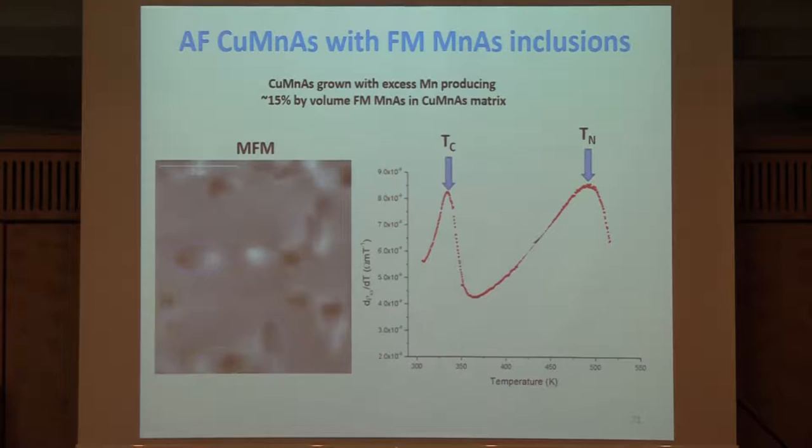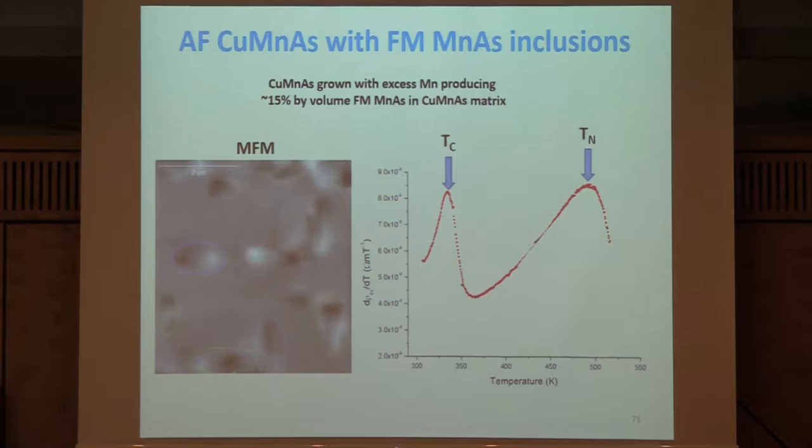So this is a copper manganese arsenide grown with excess manganese. This is actually a sample from very early days. I think you see it very well here, but this is an MFM picture. There are these little submicron inclusions, but quite pretty big. You can see the dark and bright contrast, the little magnetic dipole. What they are is ferromagnetic manganese arsenide little inclusions in a copper manganese arsenide matrix.